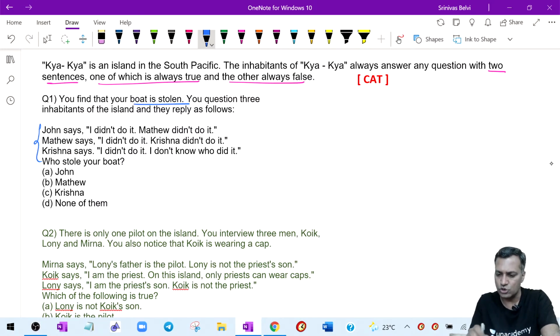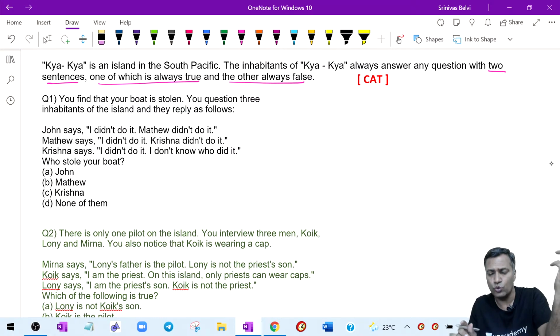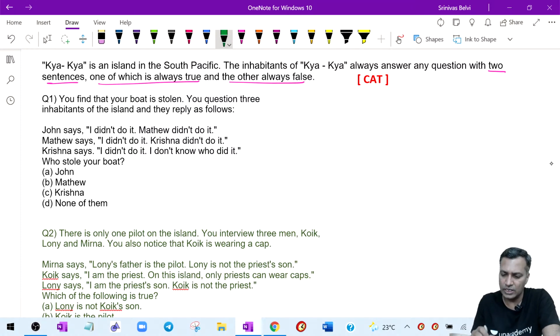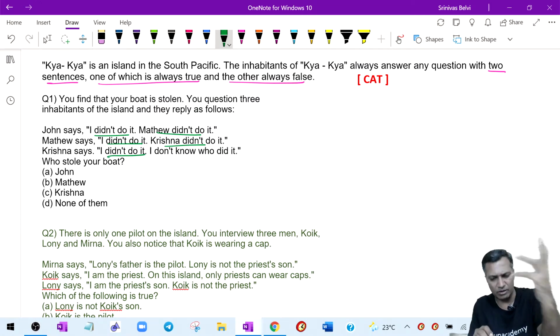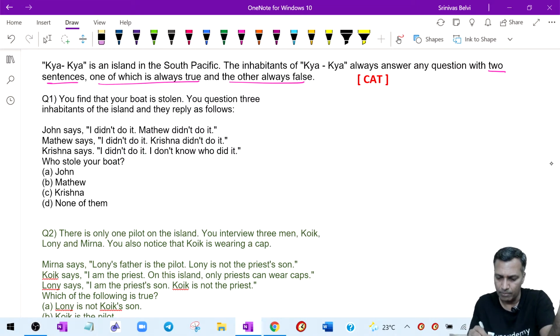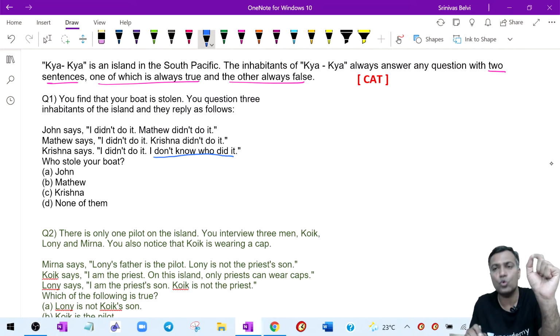What happened? The boat is stolen. He's speaking to these three guys to figure out who has stolen this particular boat. If you look at this: I didn't do, Matthew didn't do, I didn't do, Krishna didn't do, I didn't do. All are looking consistent. Nobody's admitting that they did it. But the only statement that looks different is this: I don't know who did it.